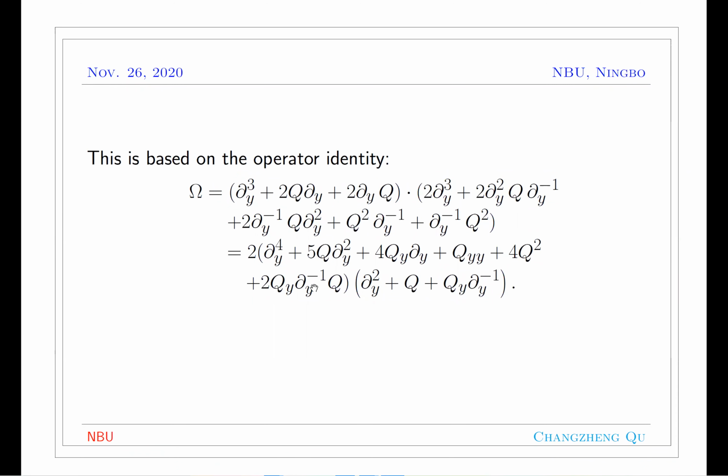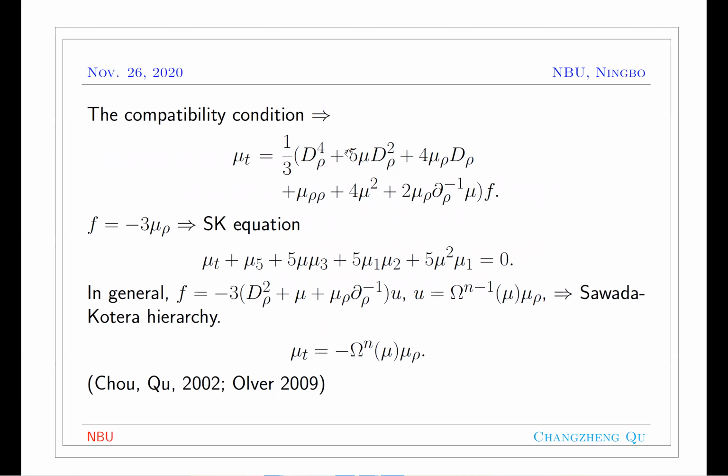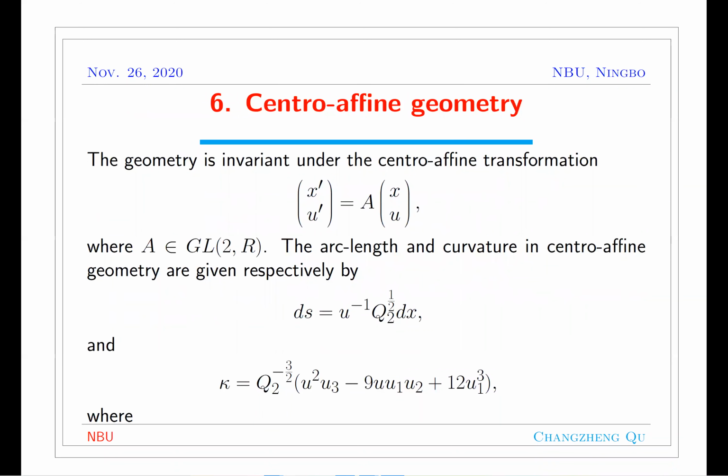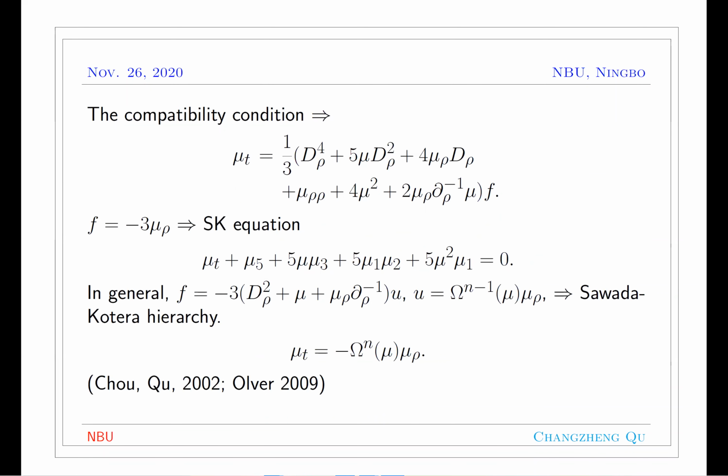A direct computation can check the identity. Actually this is the original recursion operator of the Sawada-Kotera equations. The right-hand side is a product of this operator and this operator. So these are the integrable curve flows in the affine geometry.